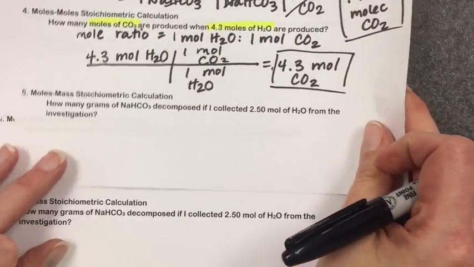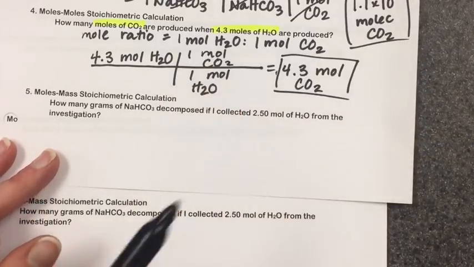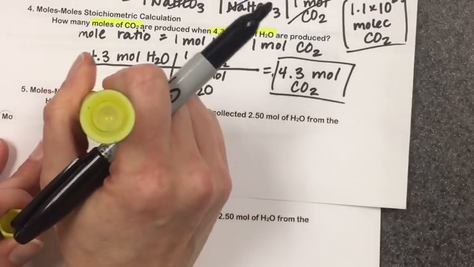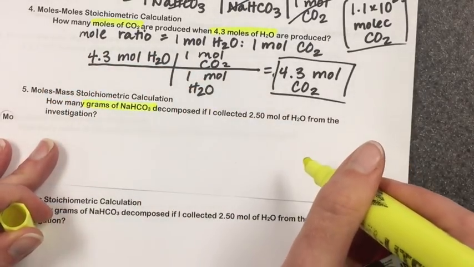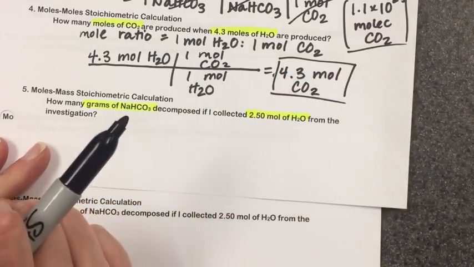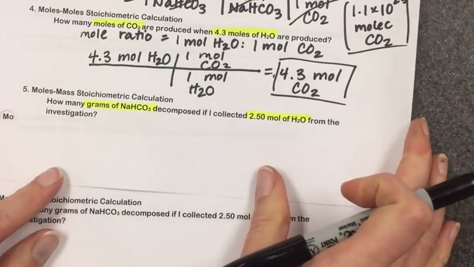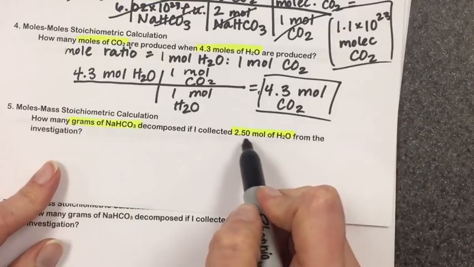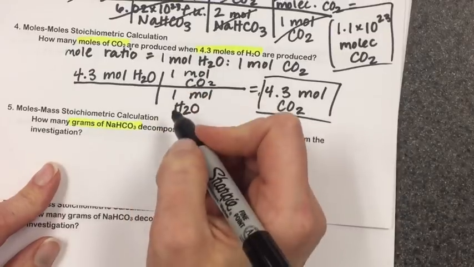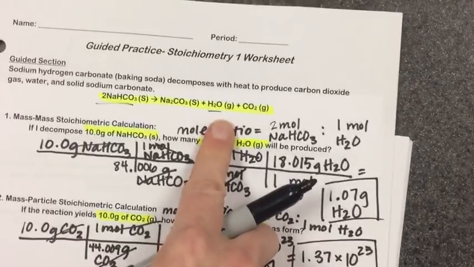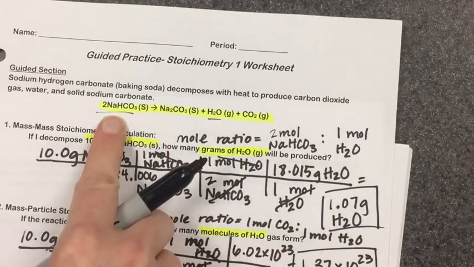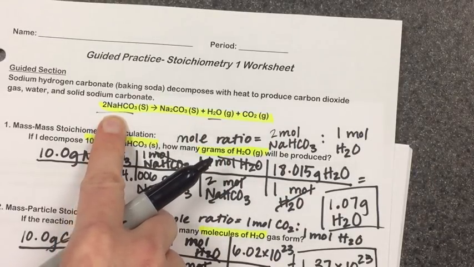Okay, last one. So this is a moles to mass stoichiometric calculation. Question is, how many grams of NaHCO3, all right, so there's my wanted, decomposed if I collected 2.50 moles of H2O from the investigation? Okay, so we're comparing H2O to NaHCO3. So if I look back at my balanced chemical equation, I produce 1 mole of water for every 2 moles of sodium hydrogen carbonate that decompose.